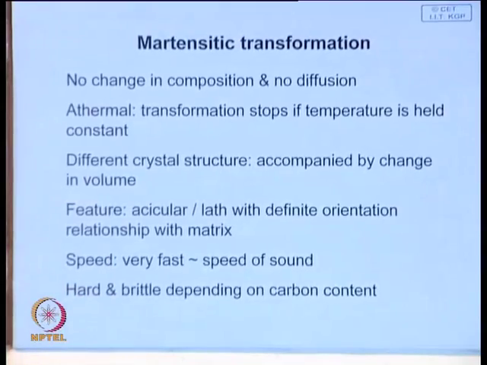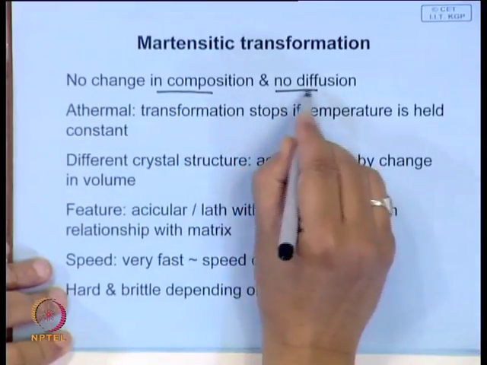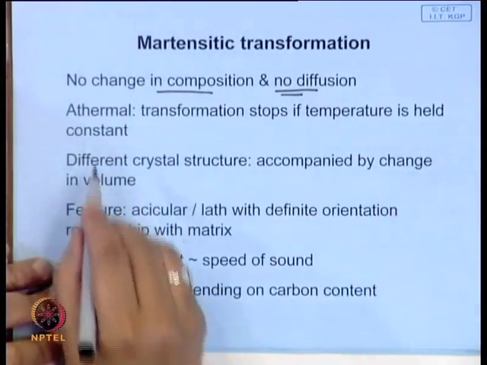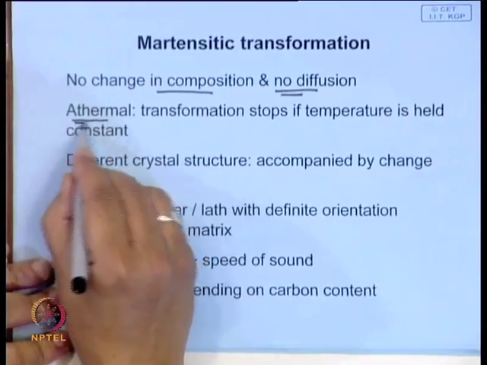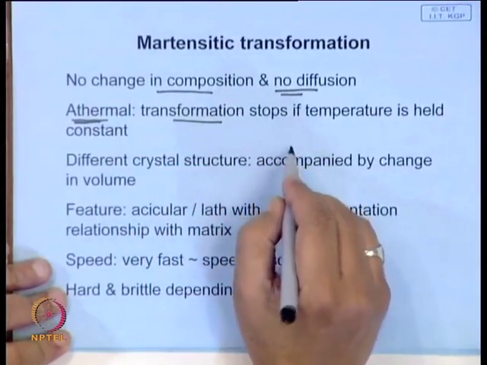If you cool a sample from austenite and quench it in water, we mentioned that you get martensite, and last class we talked about the structure, but it has a few other characteristics which are listed here. Here there is no change in composition. So, obviously, there is no diffusion, no movement of carbon atoms. It is athermal. The transformation continues as long as the temperature goes down.